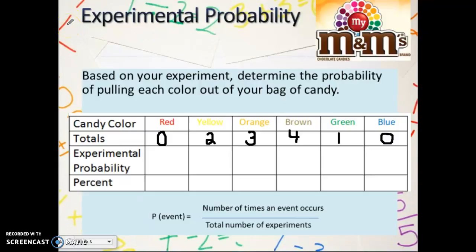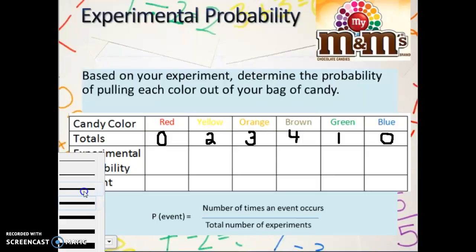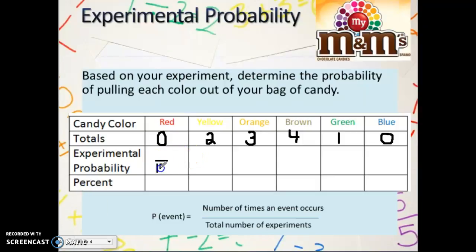So based on our experiment, let's figure out the probability of pulling each color and our percent. So our experimental probability. So this isn't the probability that everybody would have. It's just the probability we have based on our experiment. So we're going to do the number of times an event occurred over our total number of experiments. So we pulled 10 times, so all of these are going to be over 10. Let's fill that in.